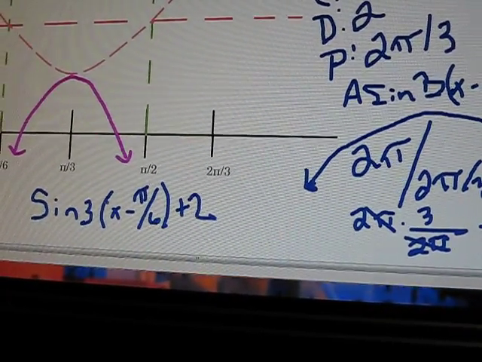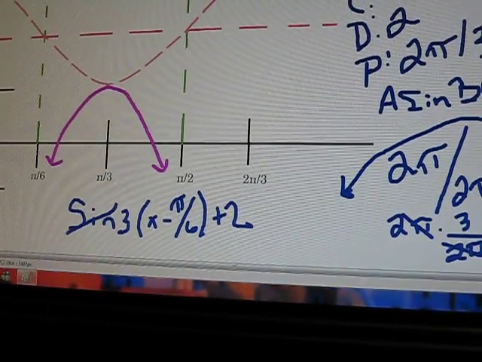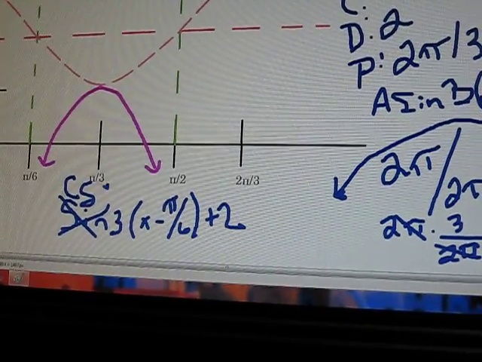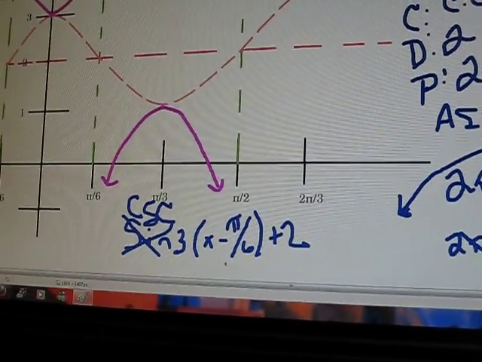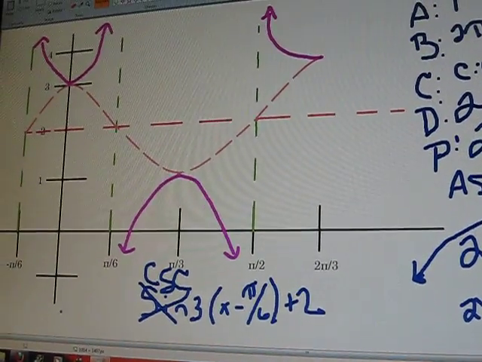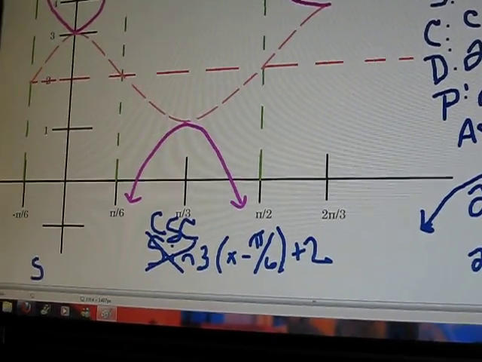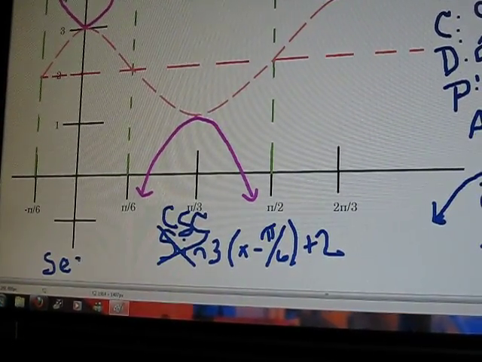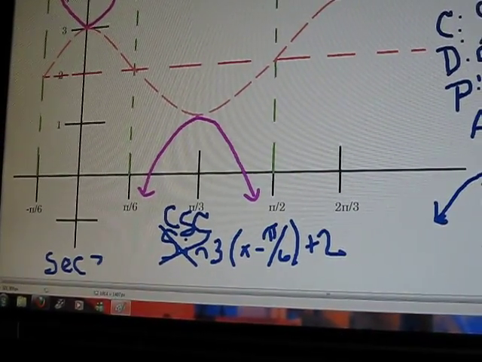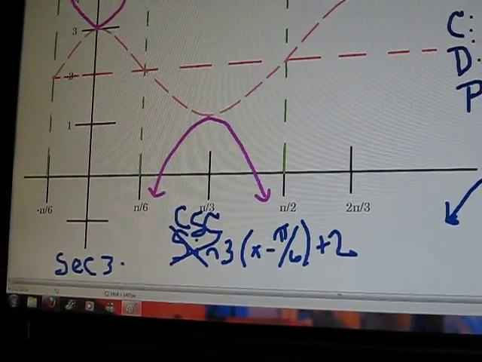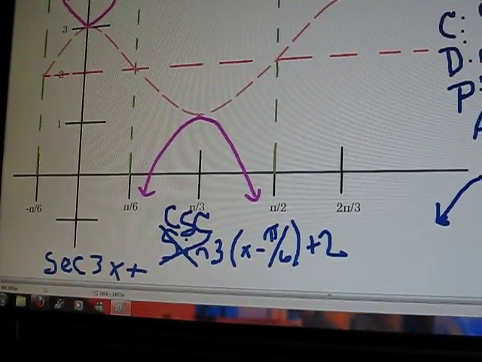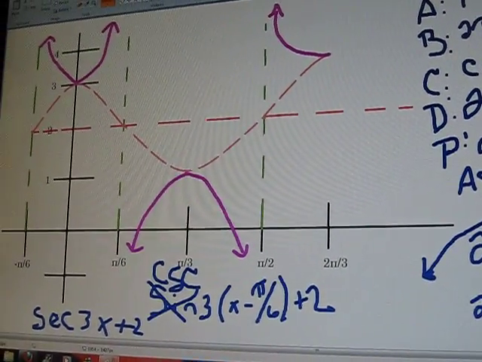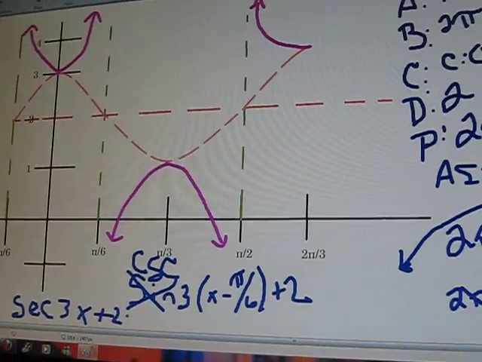To change this to the cosecant, change that to that. And now it's almost the same thing for cosine. You just enter in SEC. Wow. Okay. Secant 3, and since it doesn't have the c, you just go x plus 2. Huzzah! And those are your equations. Woot. You're done.